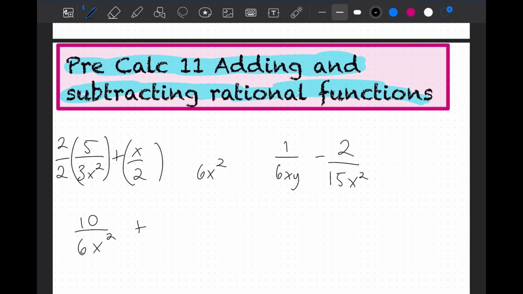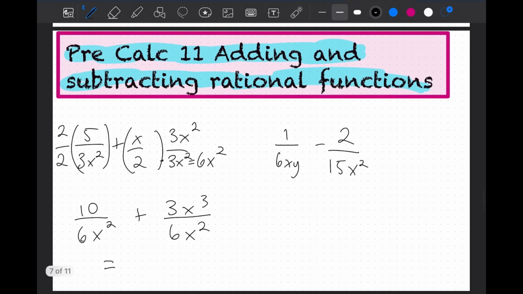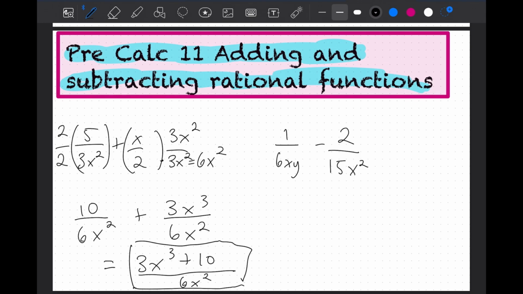And then for this, x over 2, to make the denominator equal to 6x squared, I would need to multiply the whole thing by 3x squared on the top and 3x squared on the bottom, because then if you do that multiplication, you would get 6x squared. So then you would get 3x to the 3 all over 6x squared, which you can then just add and have that become 3x to the 3 plus 10 all over 6x squared. I encourage you to try the next one.